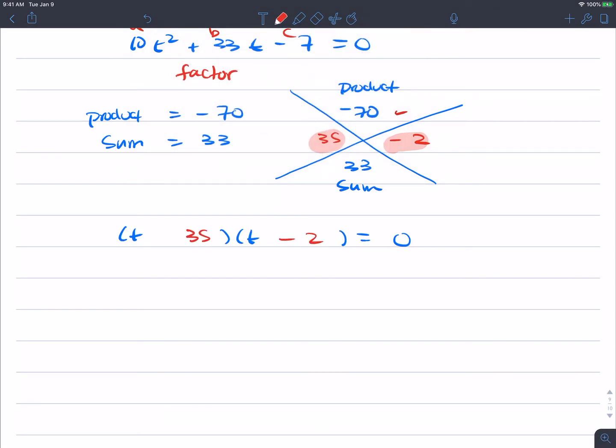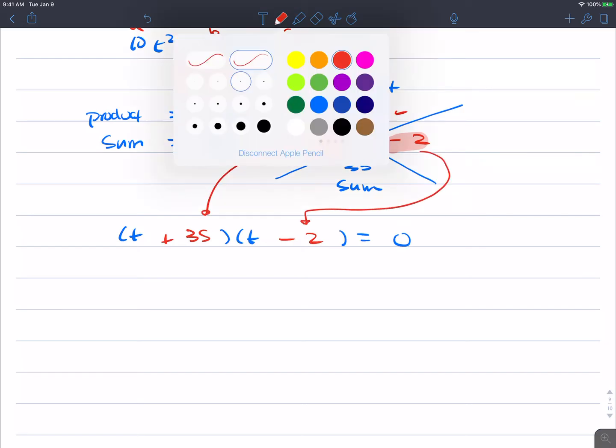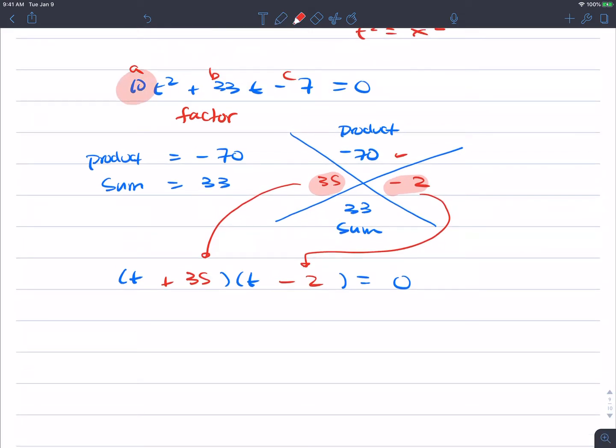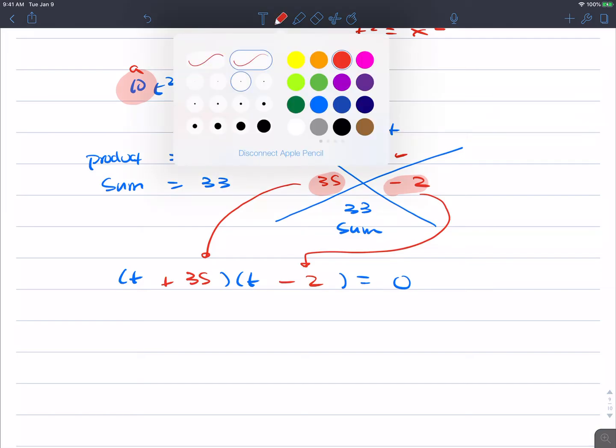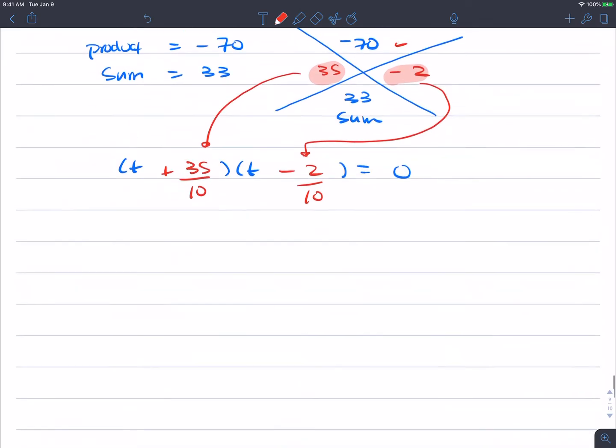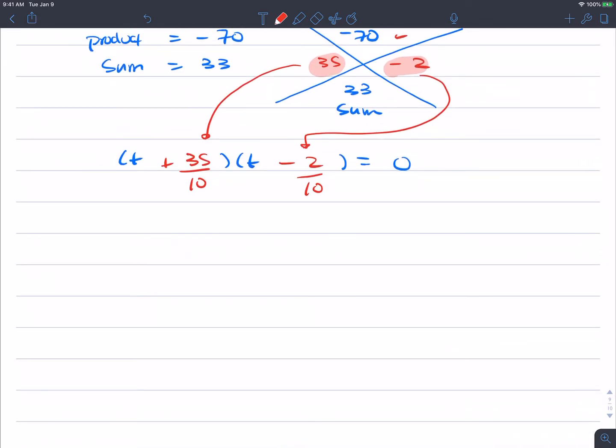35, negative 2. I'm going to plug this in here and plug this in here. Now remember, go back and notice that a is 10. So I have to divide those numbers I found by 10, and hopefully you get a whole number. We don't, so we're just going to have to simplify our fractions here. Let's get t plus 5 goes into 35 7 times, and 5 goes into 10 twice. 2 goes into 2 once, and 2 goes into 10 5 times.